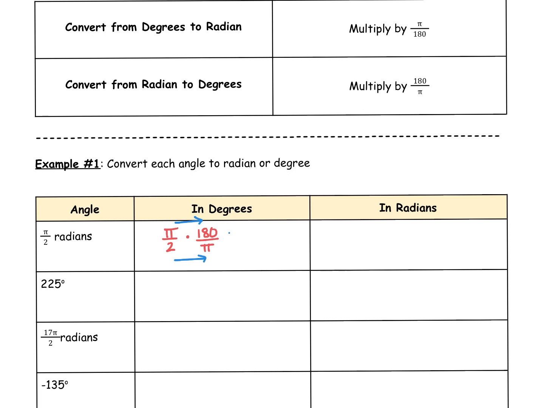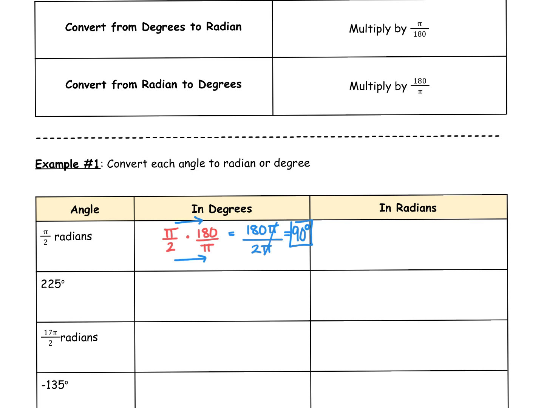tops, bottoms with bottoms. So 180 times pi is 180 pi. And the bottom is 2 times pi, which is 2 pi. Now you should notice that the pi's will cancel, and 180 divided by 2 is 90. So the answer is simply 90 degrees.